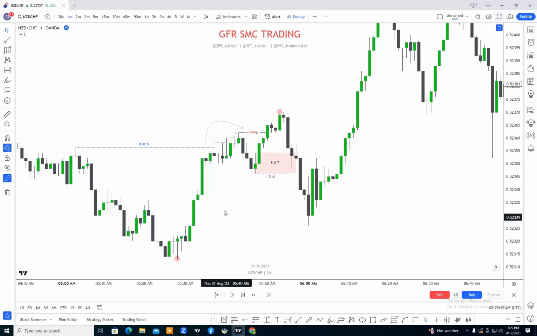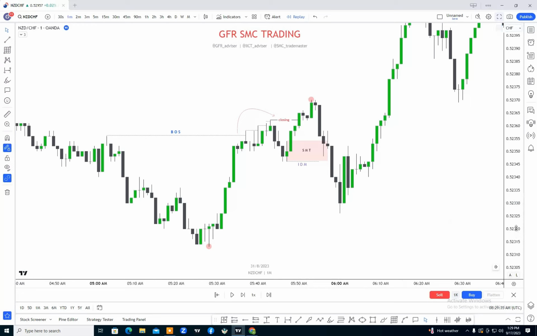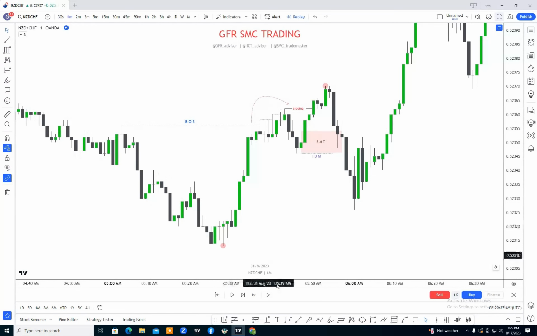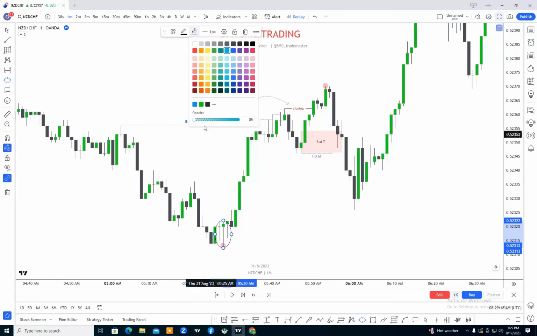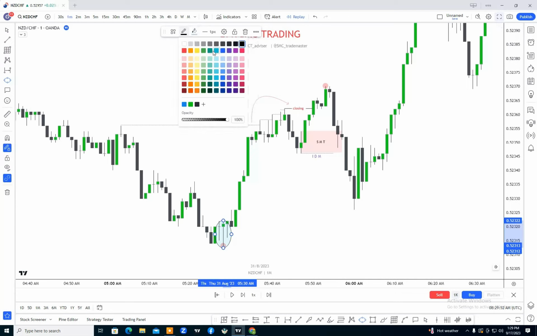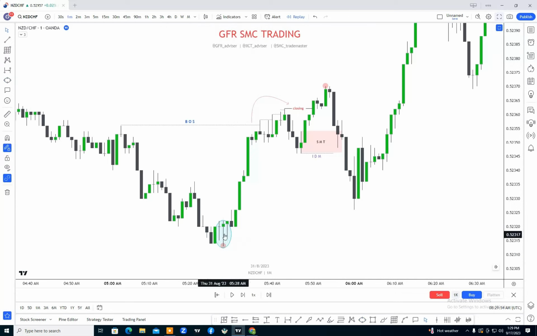Now we will find our extreme and decisional order block. If we look at this candle, let me mark, this is the last buying candle, sorry, the last selling candle before the down move. So this is our last candle. This will be considered as our extreme order block.